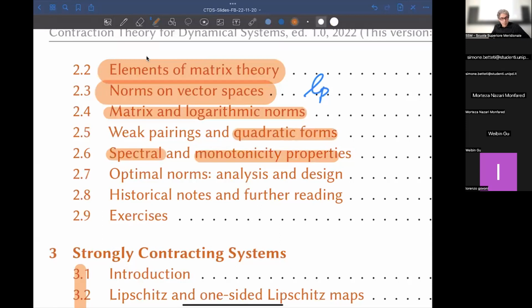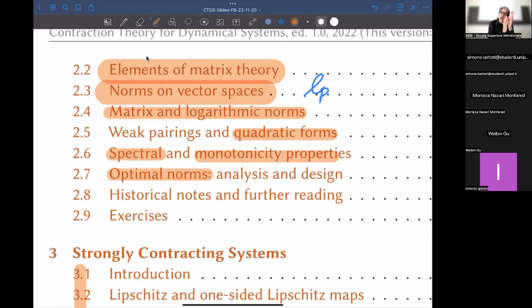And then, very important too in applications: I give you a Metzler matrix. Can you compute an optimal norm? And what's an optimal norm? Well, if you give me a matrix, I'm always interested in computing the smallest possible induced norm or the smallest possible induced log norm. I want it to be as small as possible.